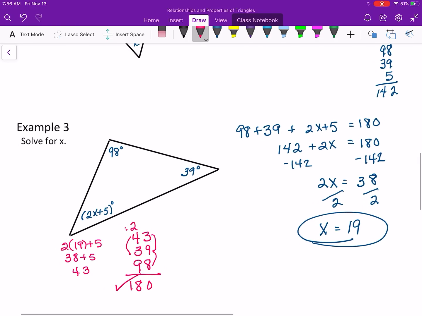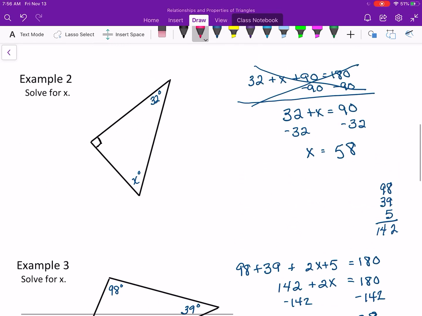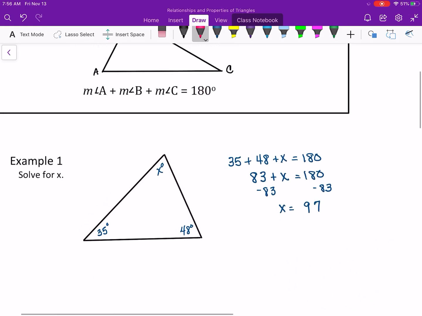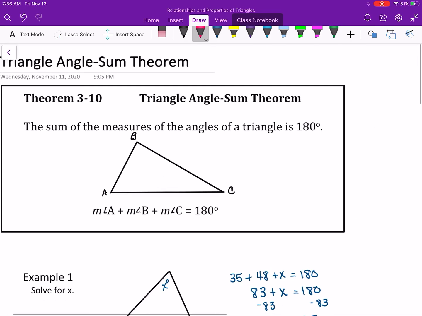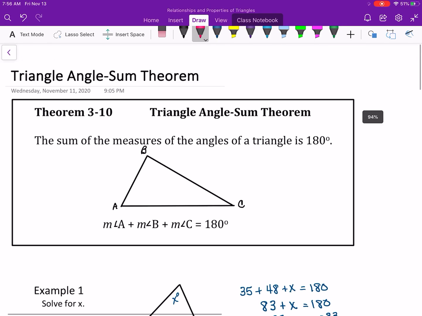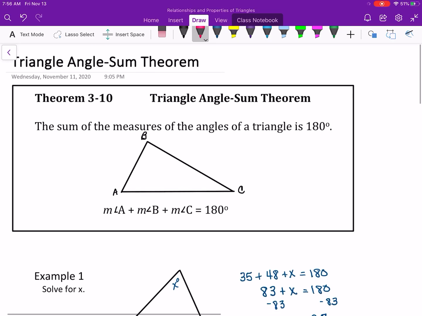All right, now that you've watched this video and you've taken some notes, remember, you're still building your notebook, even though you may be working from home. You're still building your geometry notebook. That way, when you take exams, you have your binder to reference.